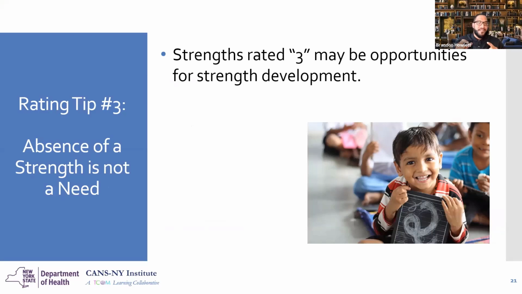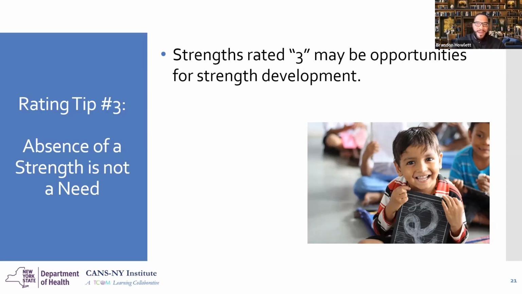Just because the strength is not there doesn't mean that it's a need, right? Just because we didn't see optimism and positive affect with Mason doesn't mean that that's a need. I want you to understand that there is no correlation or relationship between the two, and vice versa. Just because it's a need doesn't mean that it needs to be a strength, right?